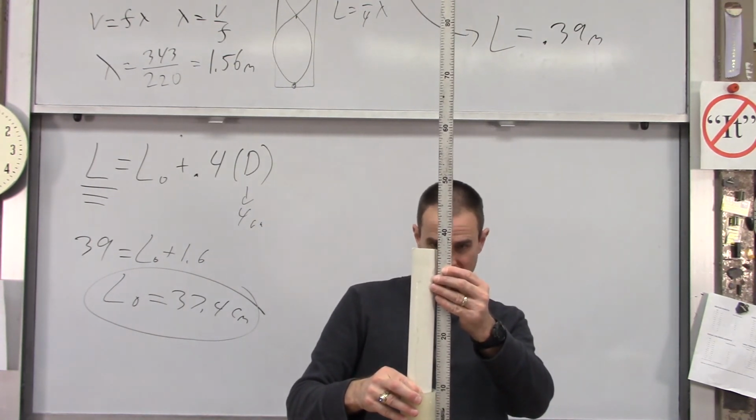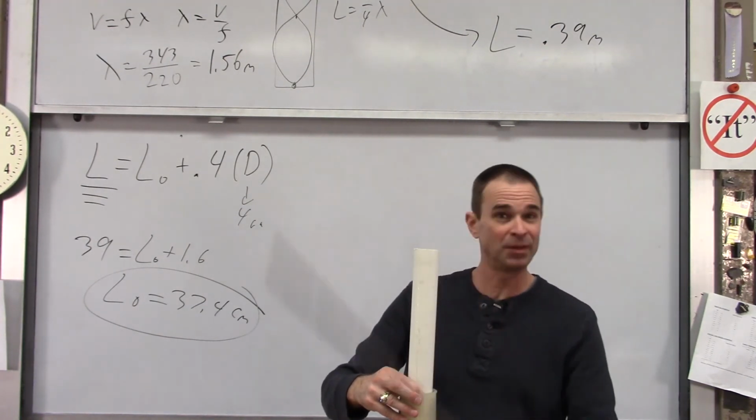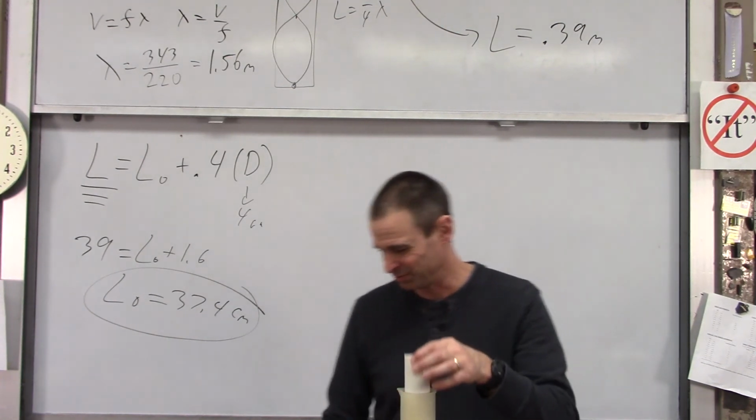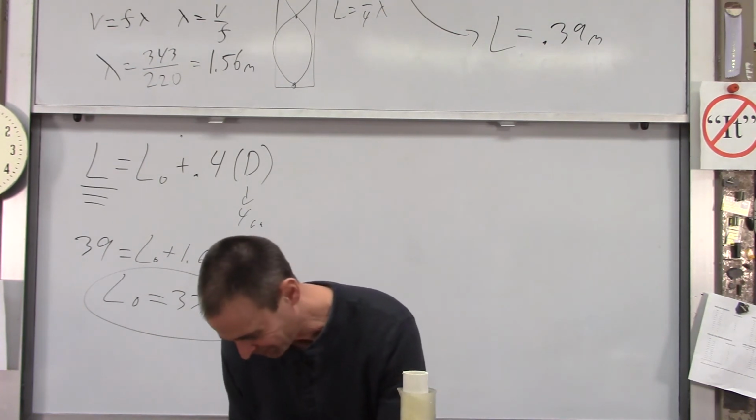And notice that it says, oh my, L is 37.5. So we're within a millimeter of what the measurement's supposed to be. So, hey, guess what? Physics works, okay?